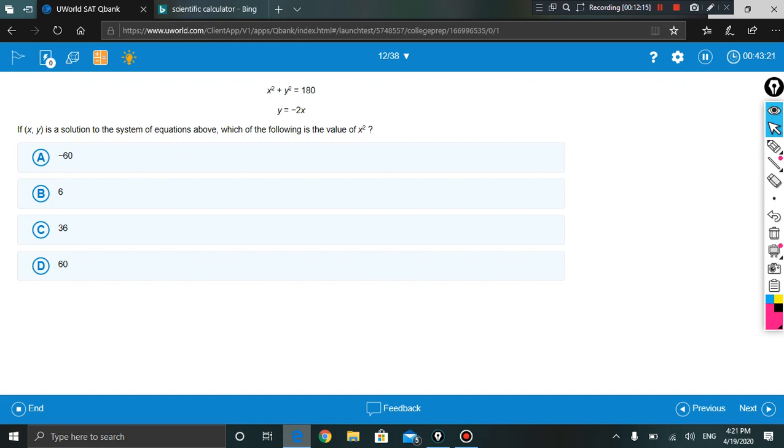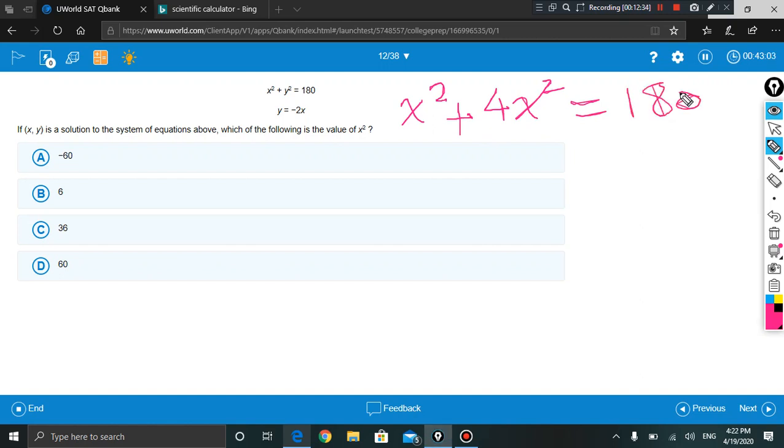Okay, that's a nice little equation. We're going to put both equations to each other. Y is equal to negative 2x, so we're going to substitute that in the first equation. X squared plus negative 2x all squared is 4x squared. Is 180. 5x squared is 180. 180 divided by 5, that's 45, right?